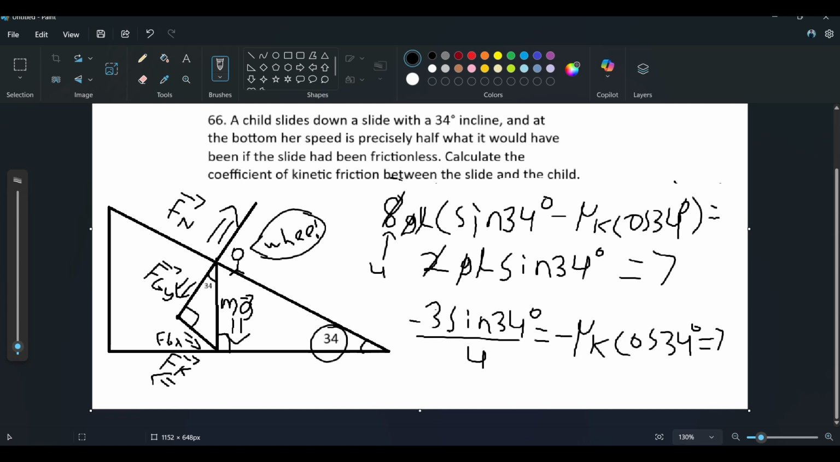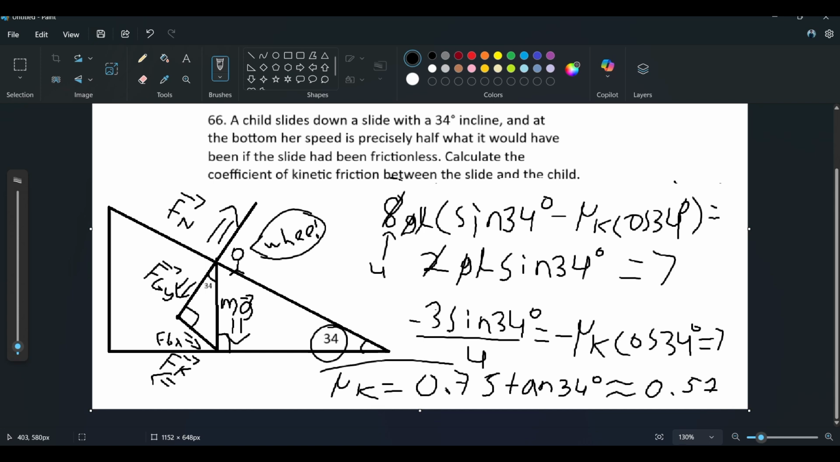So this means that the coefficient of kinetic friction is going to be 3/4 times the tan of 34 degrees, because we're dividing sine by cosine, so that's just going to be tan. So the coefficient of kinetic friction is 0.75, or 3/4, times tan of 34 degrees, and this approximately equals 0.51. So this is our final answer for the coefficient of kinetic friction.